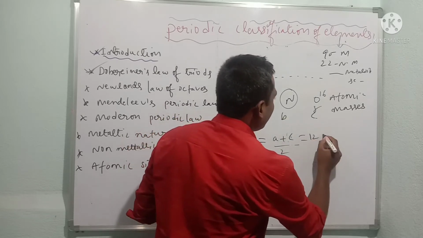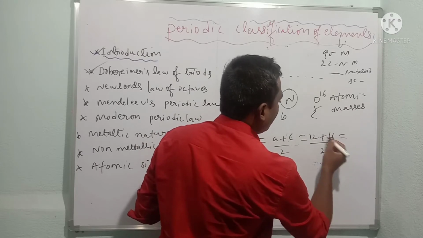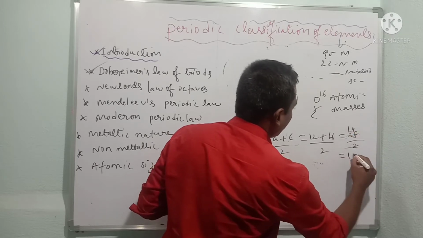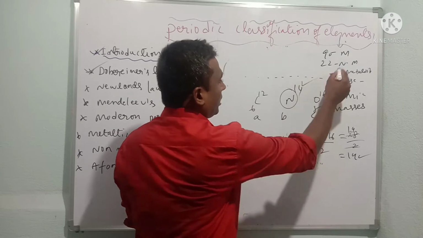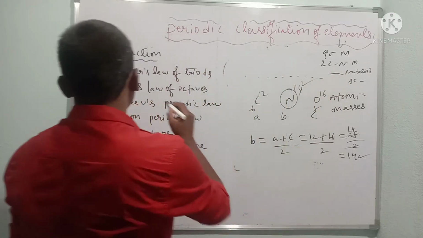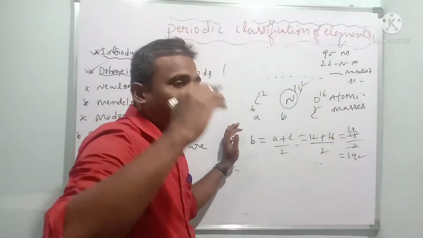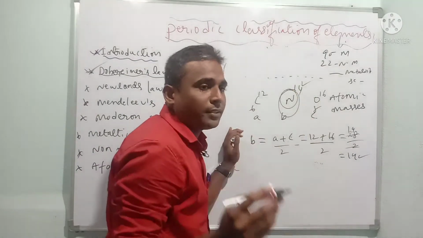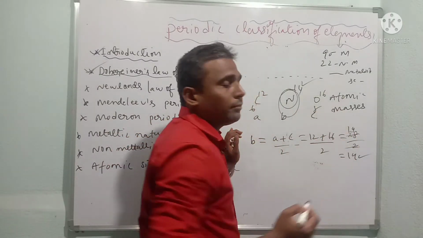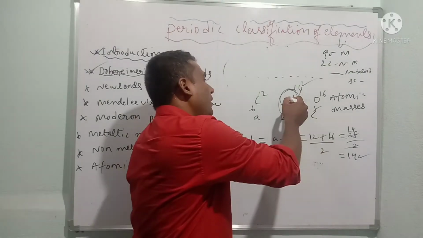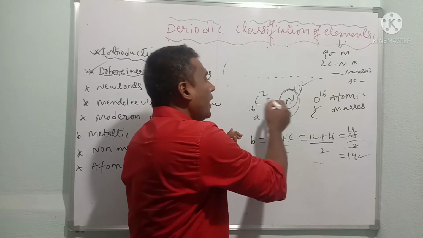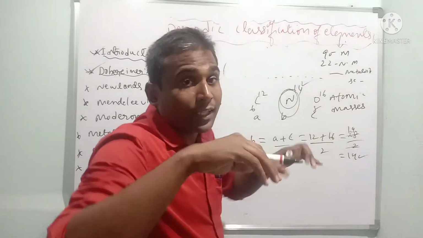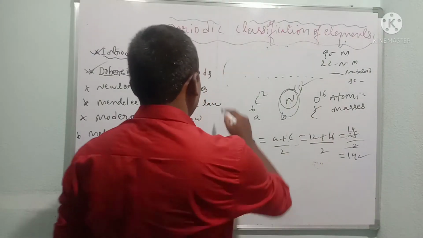A is 12, C is 16. So 16 plus 12 is 28, 28 divided by 2 is 14. So the atomic mass of this is 14. According to Dobereiner's law of triads, when we arrange atomic masses in increasing order, the atomic mass of the middle element is the average of the atomic masses of the beside elements. Simple. Okay, so we covered this one.